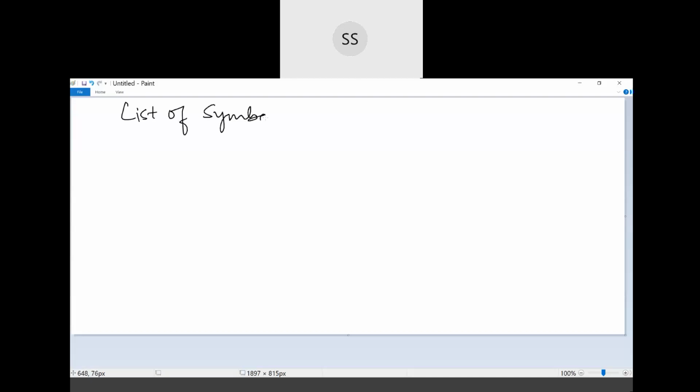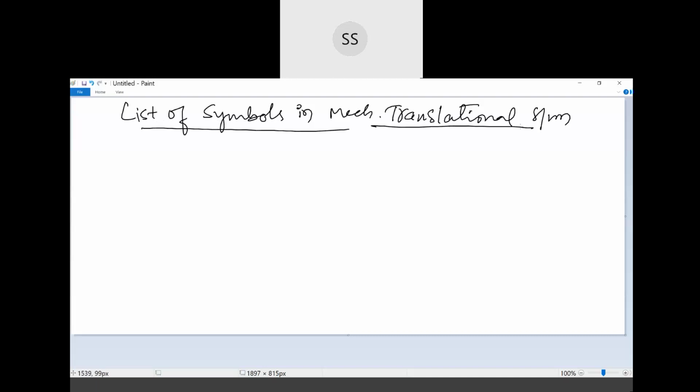Here is the list of symbols used in mechanical translational systems. In a translational system, whenever force is applied, the body gets linearly displaced. That's all. In rotary systems, the displacement will be different; it will be in a rotational form. We will discuss that later. So this is the list concerned with the symbols used in mechanical translational systems.